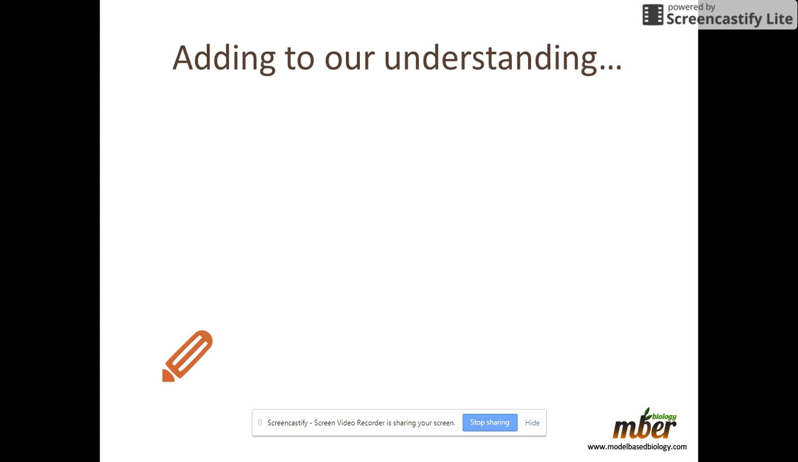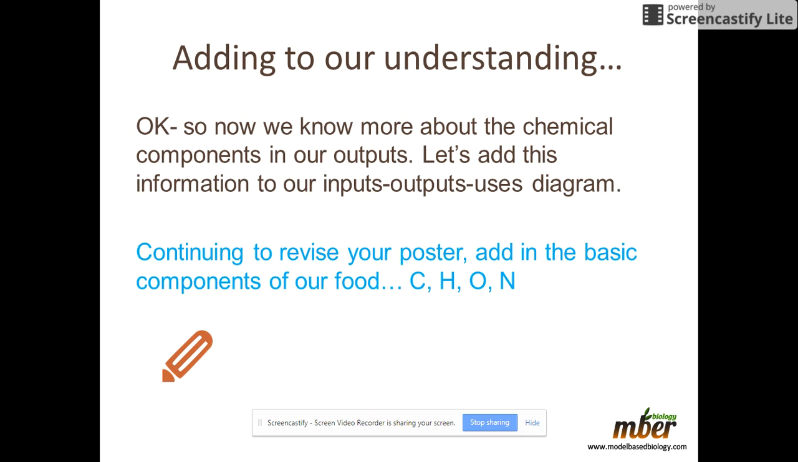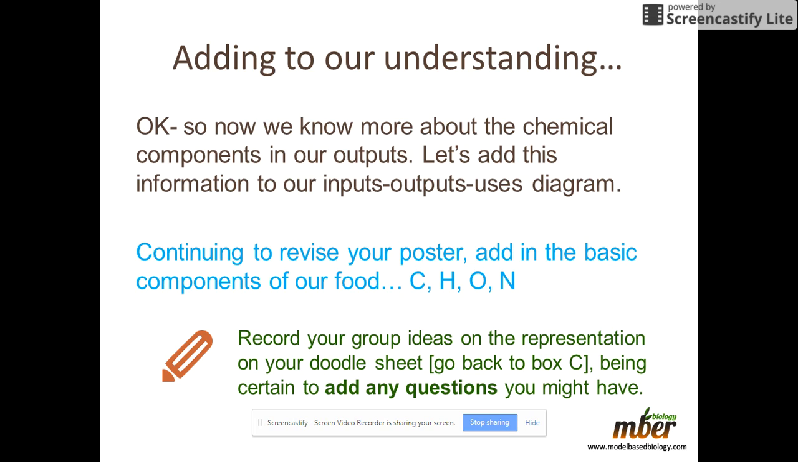Now let's add to our understanding here. We know about the chemical components in our outputs. Let's add this information to our inputs, outputs, and uses diagram. So continue to revise your poster, add in the basic components of our food, CHON, and record your group ideas on the representation on your doodle sheet. And make sure you add questions in if you have any that you're wondering about.